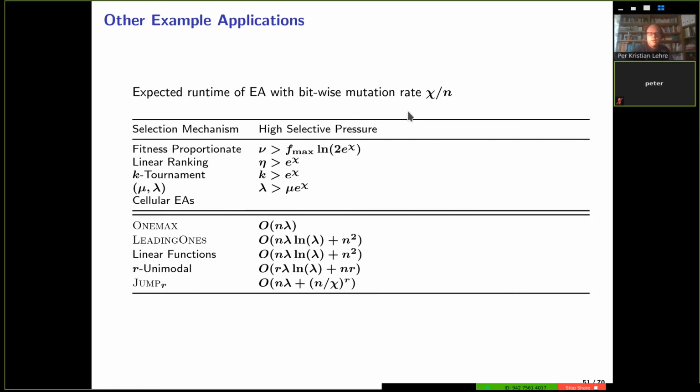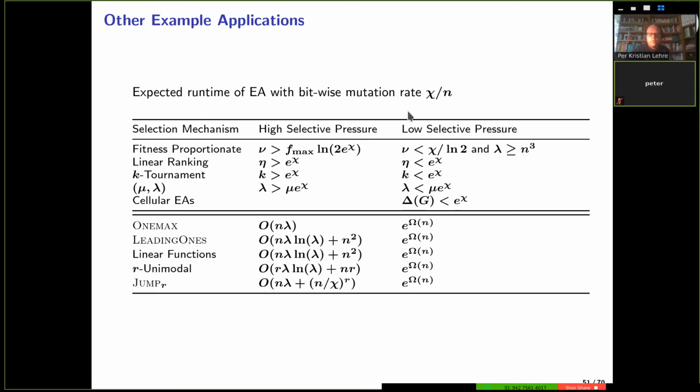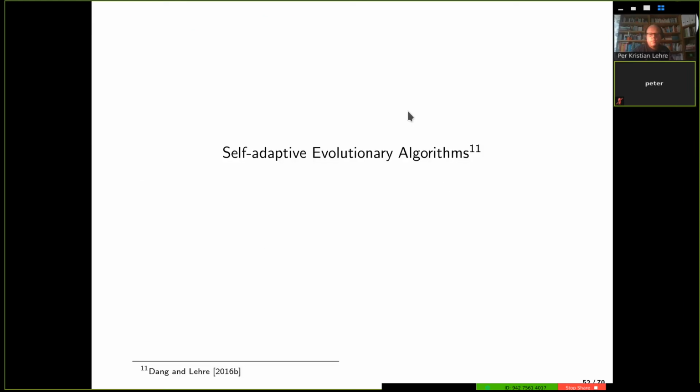There are other applications of this negative drift theorem, which I won't have time to talk about here. I'll briefly talk about another application of both the Level-Based theorem and the negative drift theorem for populations.